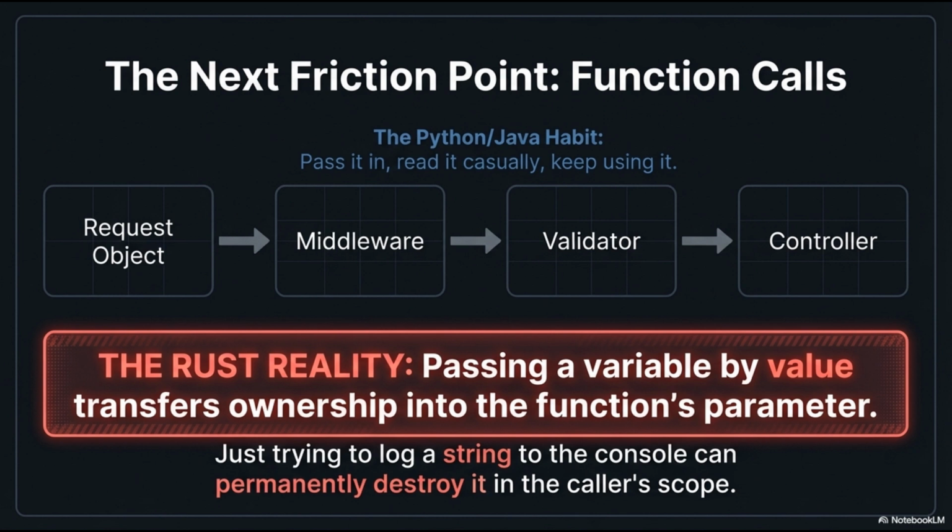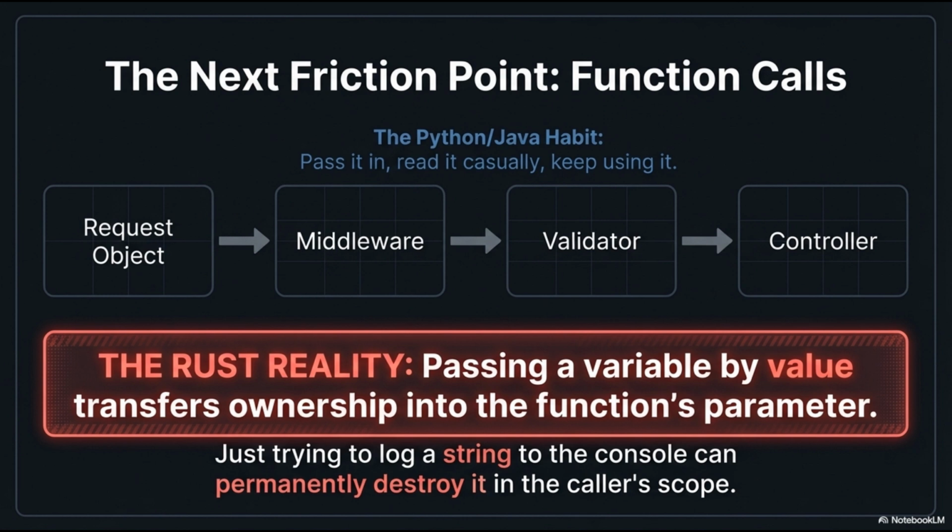Oh, man. This is where the training wheels truly come off for Python and Java devs. I can feel the friction already. Yeah, because passing a variable into a function in Python or Java is incredibly casual. You just pass the reference in, the function reads it, and the caller keeps right on using the variable afterward. Totally. But in Rust, passing a variable by value into a function transfers ownership into the function's parameter.